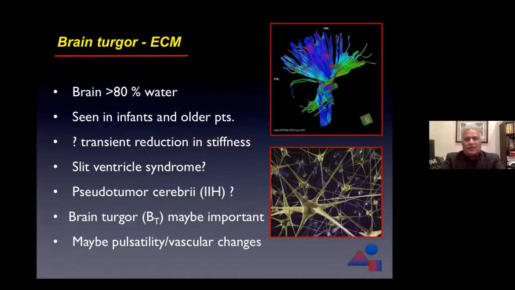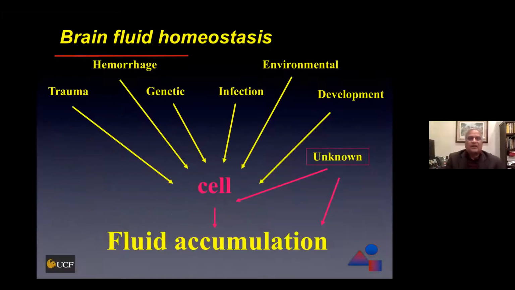If we think about all the changes within the actual fibrils that hold the neurons and everything together, it's a matrix that can be stiff. And if it becomes stiff, then you have conditions such as split ventricle syndrome, which we may cause by shunting somebody and draining too much fluid. We need to understand this in relation to the vascular changes and the pulsatility, which I'll talk to you about in a minute if we have time.